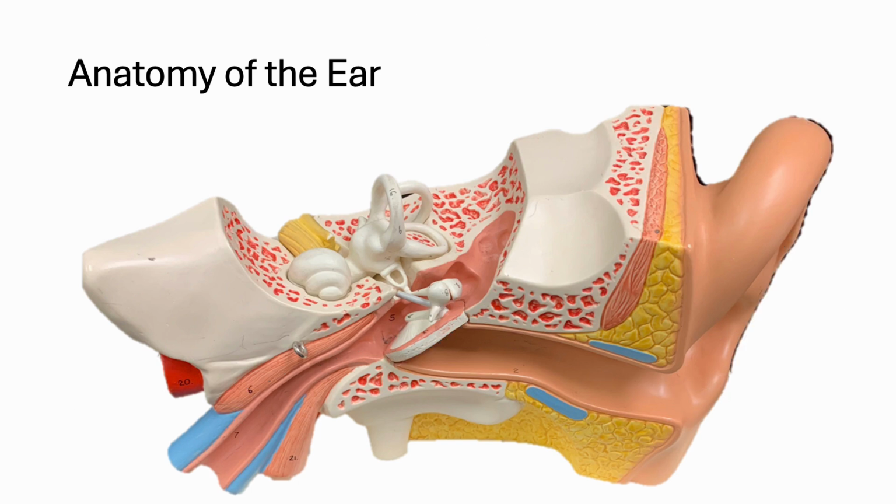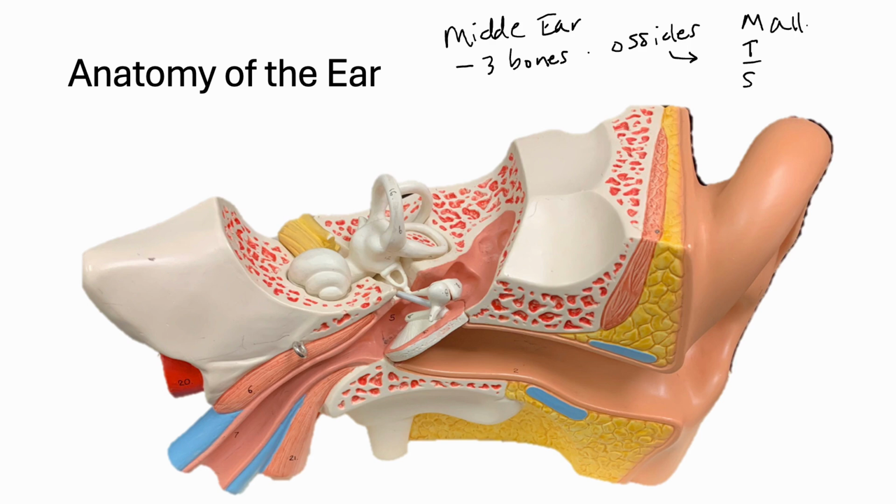Okay, now that we have a fresh model, we're going to focus on the middle ear. And there are 3 bones of the middle ear. Remember, this is air filled. These 3 bones are called ossicles. And just remember that it starts with M-I-S. Okay, so they are the malleus, the incus, and the stapes.